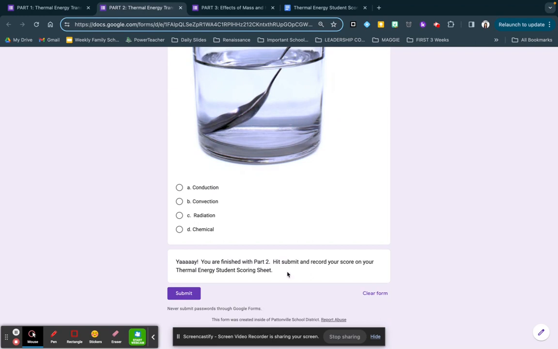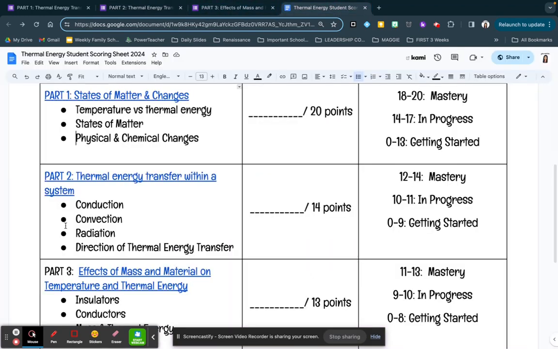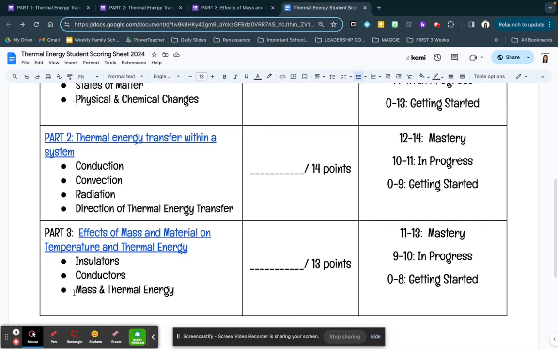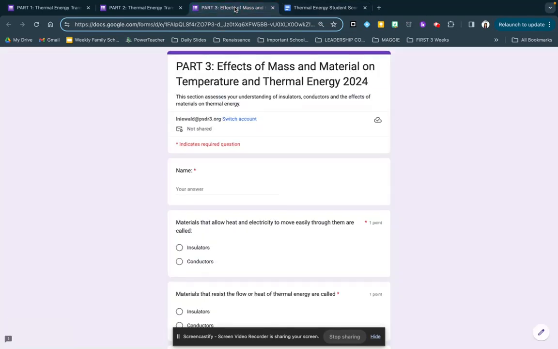Yay, you're finished with part 2. Okay, so you're going to hit the submit button and record your score right here. So how many points did you get out of 14? That's going to determine mastery, in progress, or getting started. Go ahead and circle your score. And then you can click on the final part, part 3, which is all about your insulators and conductors.